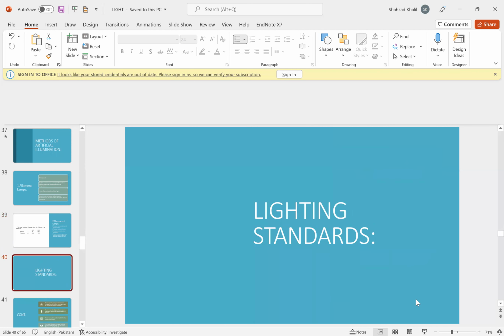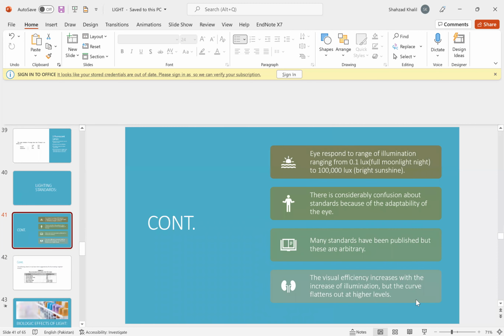Lighting standards. The eye responds to a range of illumination ranging from 0.1 lux, which is like a full moonlight night, to 1 lakh lux, which is bright sunshine. There is considerable confusion about standards because of the adaptability of the eye. Many standards have been published, but these are arbitrary. The visual efficiency increases with the increase of illumination, but the curve flattens out at the higher level.